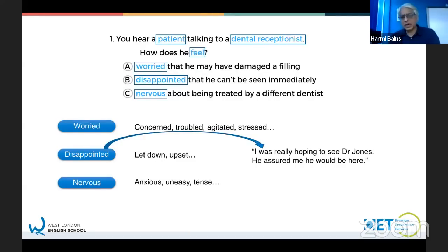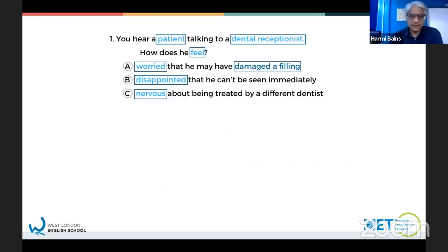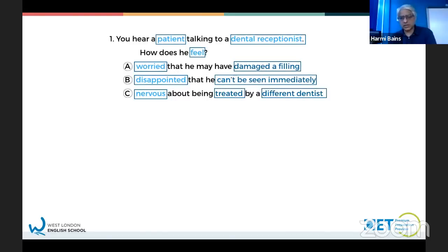Okay, let's keep working, and let's go back to the answer options. With answer option A, we had the adjective worried. He's worried about damaging the filling. B, disappointed that he can't be seen immediately. Or C, nervous about being treated by a different dentist. And again, you can see I've just highlighted words to help focus my listening.